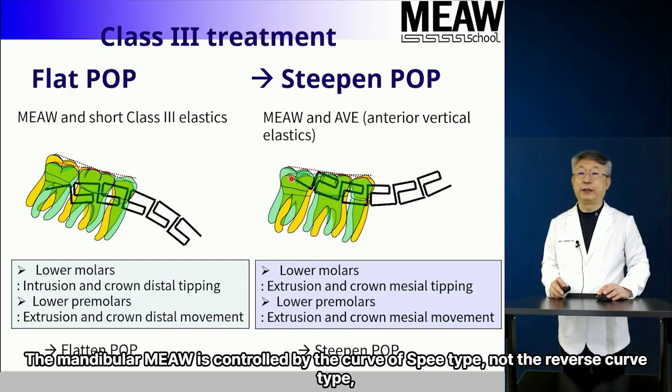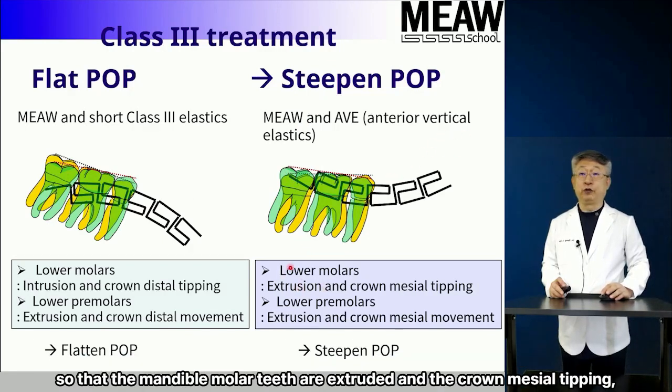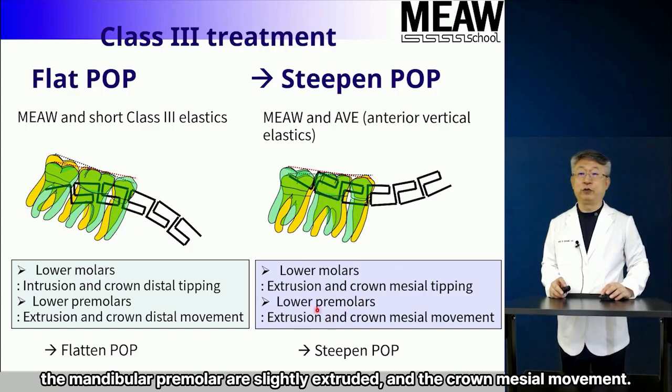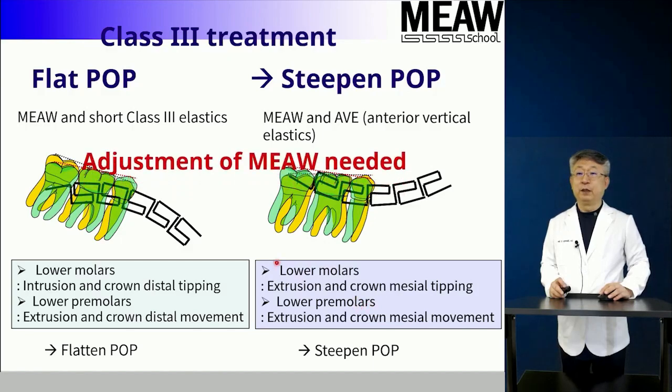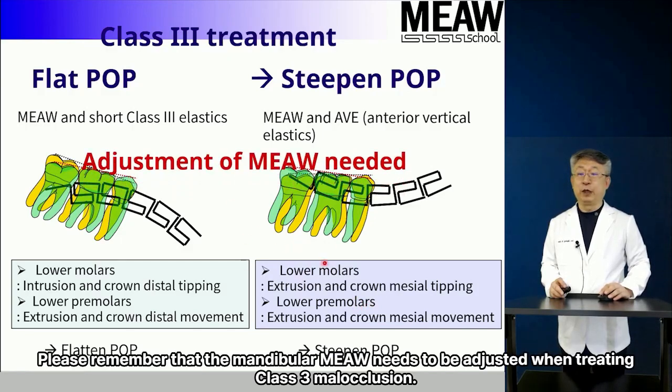The mandibular MEAW is controlled by the curve of SPE type, not the reverse curve type, so that the mandibular molar teeth are extruded and the crown mesial tipping occurs. The mandibular premolars are slightly extruded, with crown mesial movement. Please remember that the mandibular MEAW needs to be adjusted when treating class 3 malocclusion.